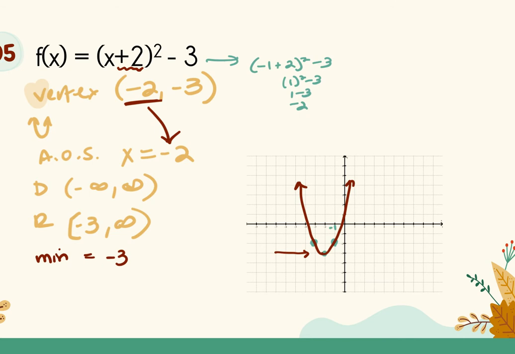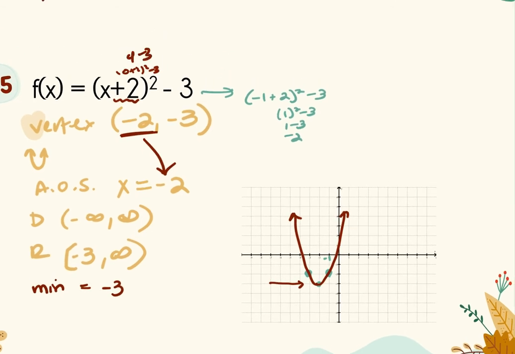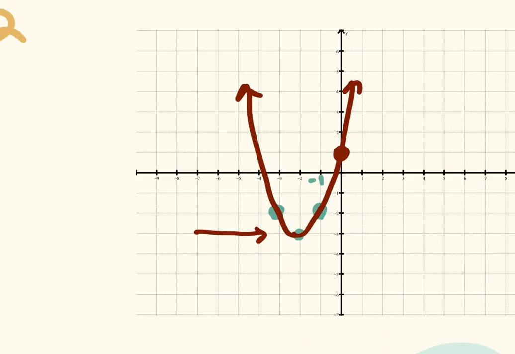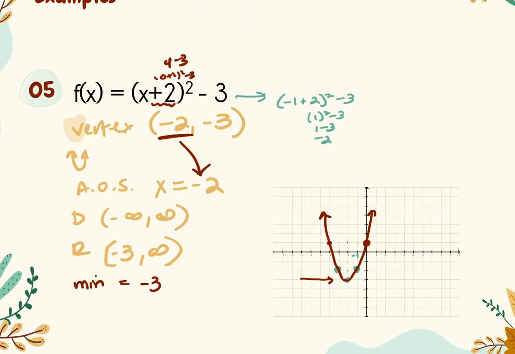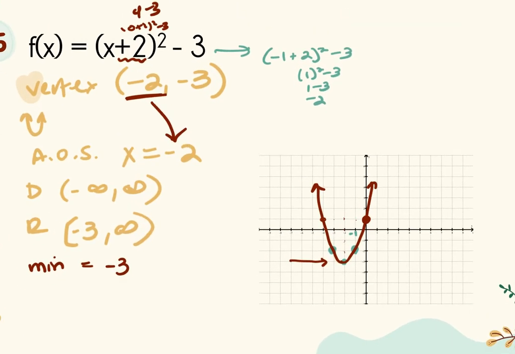You said you could plug in any number. Yes, I could plug in 0, right? You'd get 0 plus 2 squared minus 3, and you'd get 4 minus 3, which is 1. So that's where that point would come from. And then if I went up and over, 1, 2, 3, 4 up, 2 out, I'd have to do the same thing going the other way to reflect the point. As long as you have 3 points, you can use the third by using reflection over the axis of symmetry. But you need at least 3 points to make the curve.